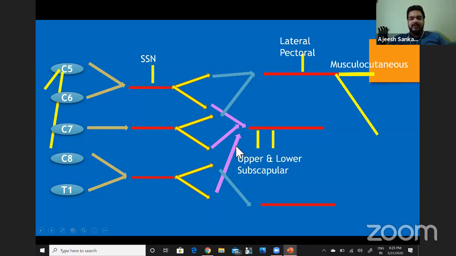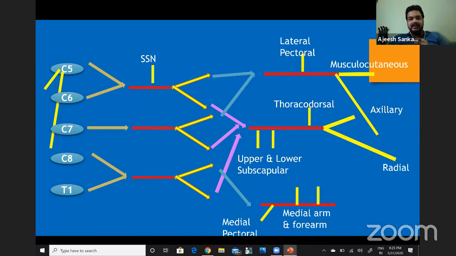For the posterior cord, we usually remember it as ULTRA, which is upper and lower subscapular, the thoracodorsal, the radial, and the axillary. And for the medial cord, there are actually 4 medial branches, which are the medial pectoral, the medial cutaneous nerve of the arm and the forearm, the medial root of the median, as well as the peripheral nerve, which is the ulnar nerve. So knowledge of the branches, I think students are more familiar with, but the more proximal ramifications are more difficult and should be practiced often so that we are comfortable with these at the time of the exam.